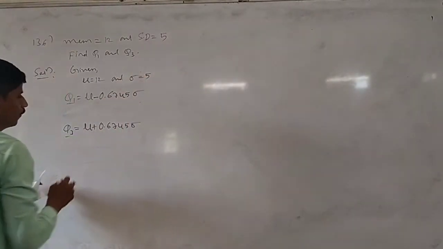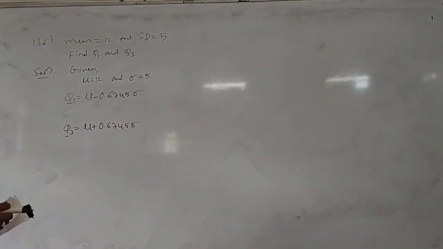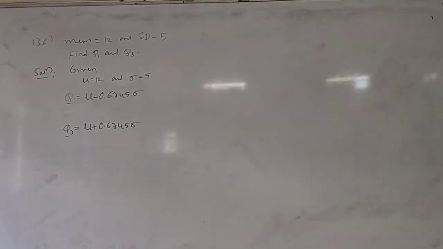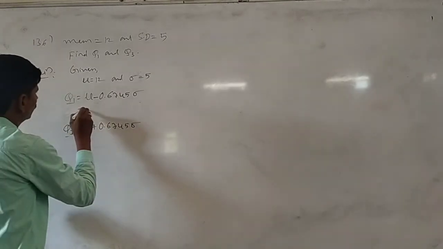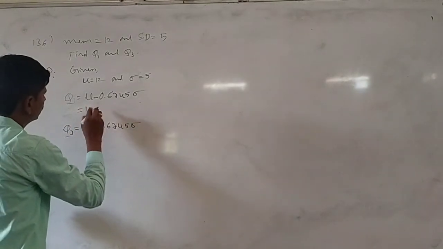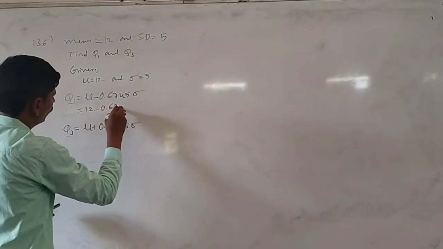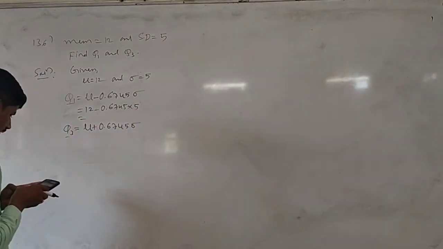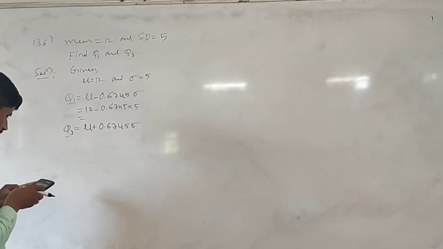Sigma value is 5. Apply the formulas: Q1 equals mu minus 0.6745 sigma and Q3 equals mu plus 0.6745 sigma. Mu value is 12. So 12 minus 0.6745 into sigma value, which is 5.